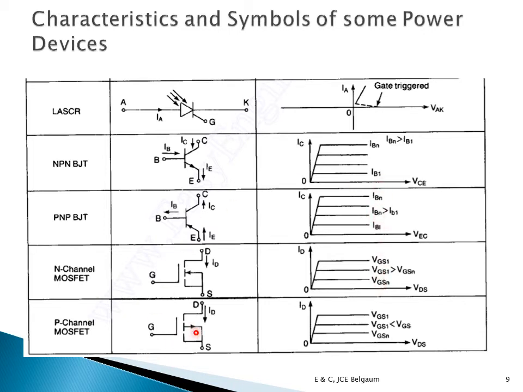For P channel, the arrow will be outside, and the characteristics will be very similar. Here you understand that current will always flow from drain to source, and here also drain to source, unlike the current flowing in opposite directions in the NPN and PNP. Why that happens is basically that the flow depends upon the bias voltage that we are applying between the drain and source.